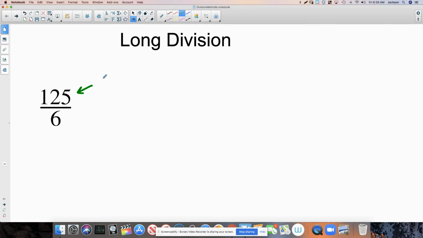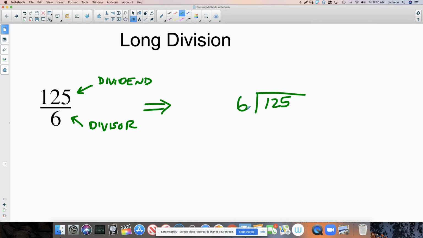Okay, first of all, this top part, this is called the dividend. Okay, you've heard that term before. This bottom part, that's called the divisor, right? Sometimes when it's a fraction, it's numerator, denominator. When we turn this into a long division problem, the dividend goes under that division symbol and the divisor goes outside, right? And then we say, okay, what do we multiply 6 by to get 1? And you can't, right? What do we multiply 6 by to get 12? And that's 2. That 2 goes above this 2, right?